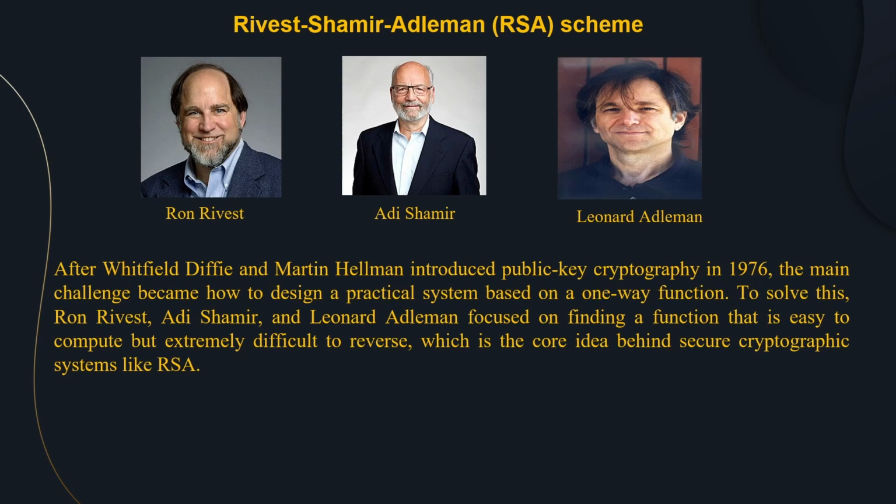After Whitfield Diffie and Martin Hellman introduced public key cryptography in 1976, the main challenge became how to design a practical system based on a one-way function. To solve this problem, Ron Rivest, Adi Shamir, and Leonard Adleman focused on finding a function that is easy to compute but extremely difficult to reverse, which is the core idea behind secure cryptographic systems like RSA.